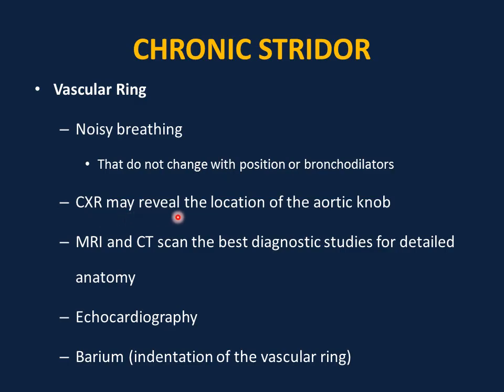A chest x-ray may reveal the location of the aortic knob. MRI and CT scan are the best diagnostic studies for detailed anatomy of vascular ring. Echocardiography can show the anatomy of the aorta and vascular rings as well. Barium swallow may show an indentation on the esophagus. The treatment of vascular ring is always surgical.